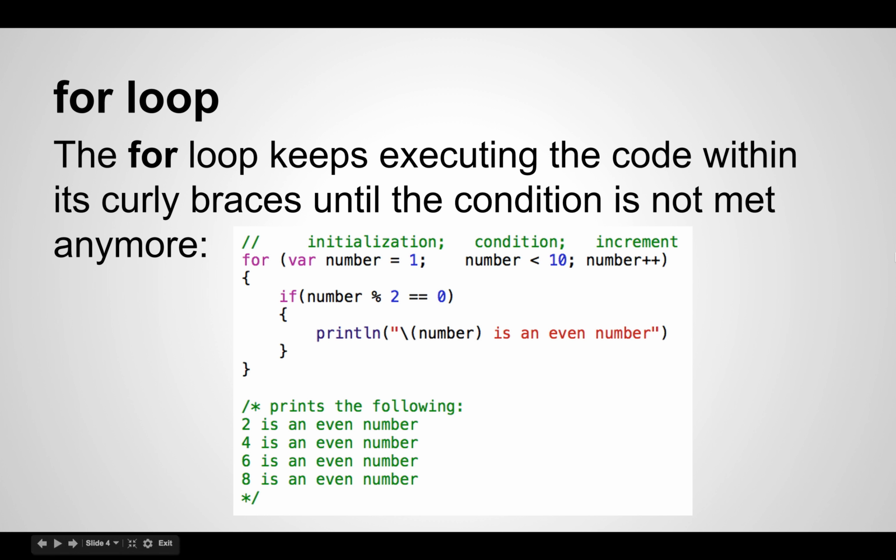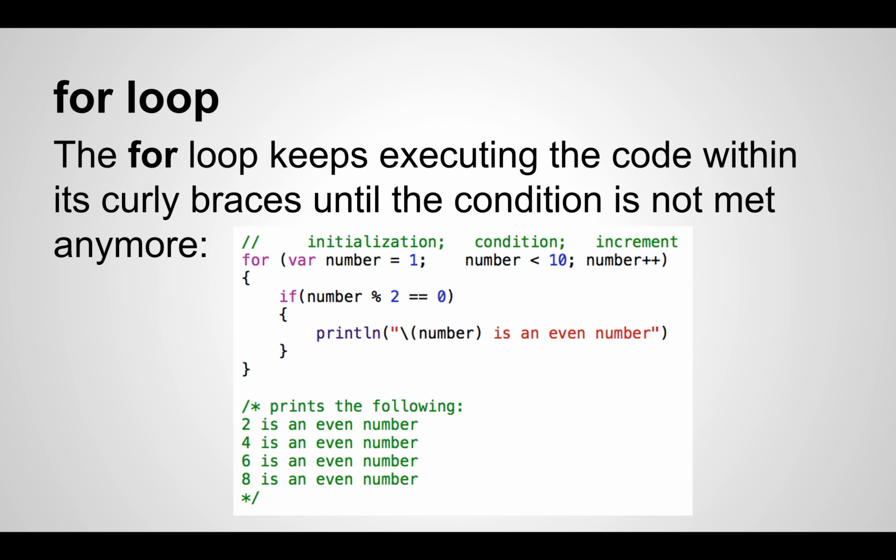The for loop keeps executing the code within its curly braces until the condition is not met anymore. By not met means that it's false. Okay, so let's take a look at the example here. So as you can see, there's an initialization, a condition, and an increment within the for condition. Okay, so let's take a look at this. So the statement has for the variable number is 1, so we're initializing a number variable, that's 1. The condition is number is less than 10, and then the increment is number plus plus. Now, for some of you that have not seen number plus plus before, this means that the number is going to get plus 1 every time. This is an increment, okay?